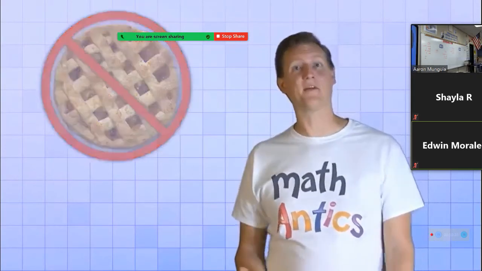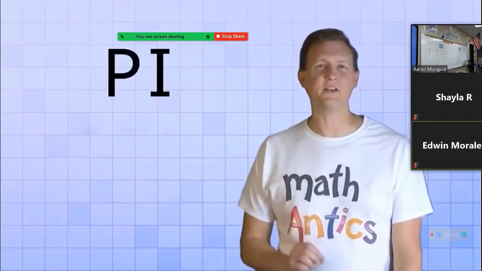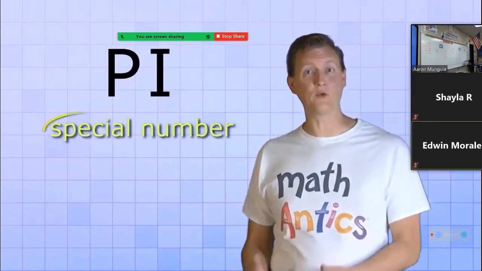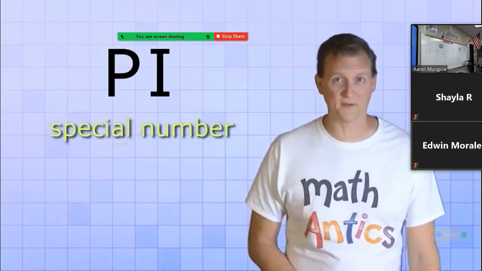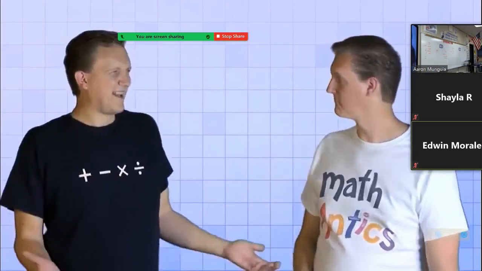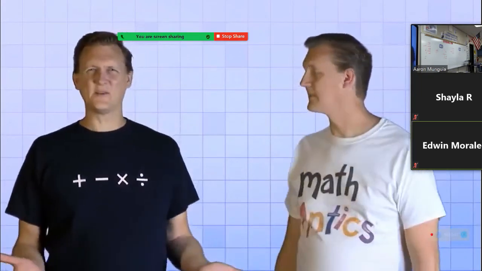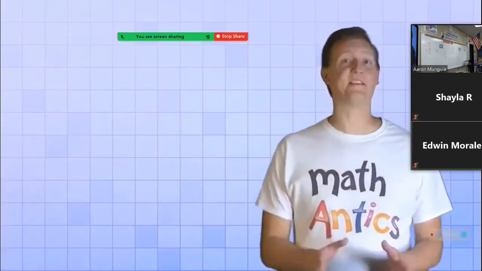In math, the word pi, which is spelled P-I, refers to a very special number. In fact, it's so special that it gets its own symbol. This Greek letter here is the symbol for the number pi. But if pi is just a number, why don't we write it like that? Why do we need to use a special symbol for it? That's a good question, and I'll get to that in just a minute.